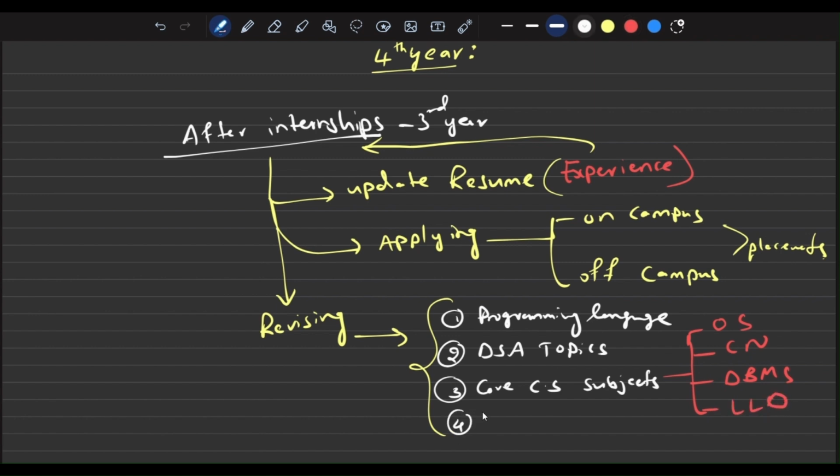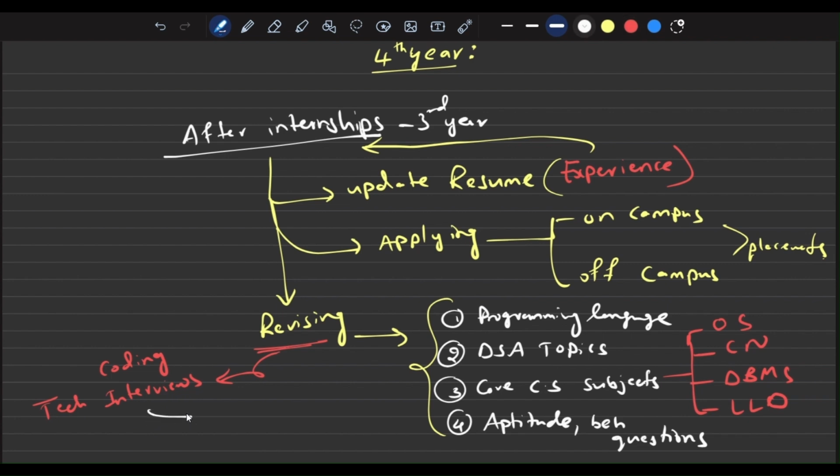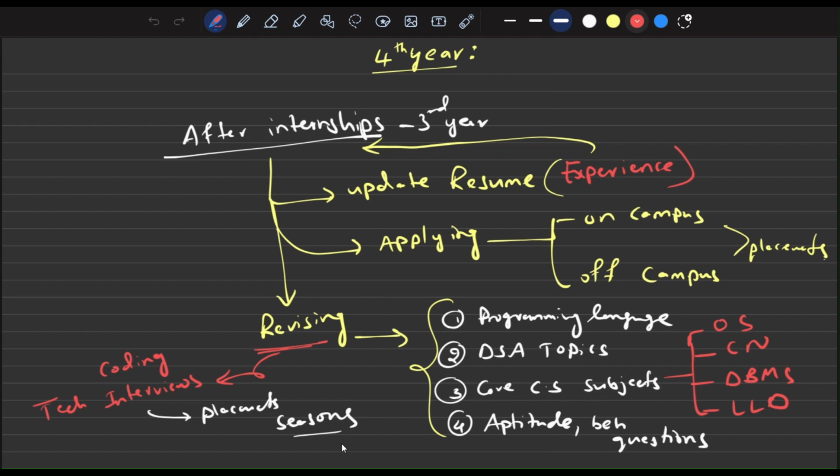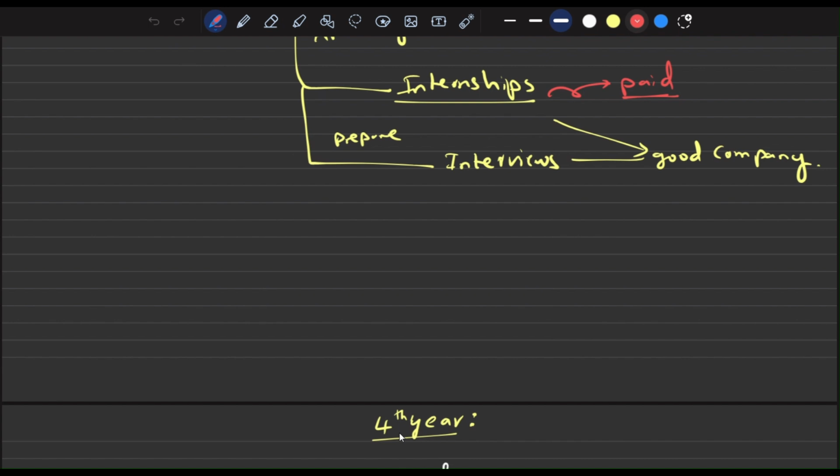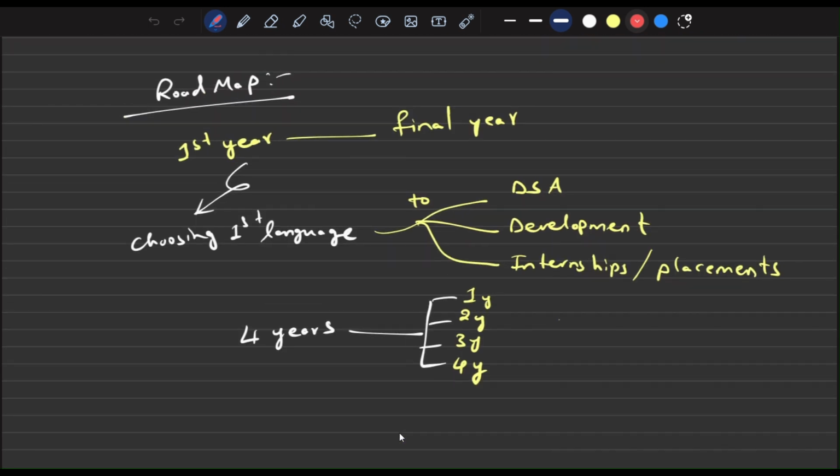And don't forget to strengthen your aptitude and behavioral questions to prepare effectively for coding and technical interviews during your placement seasons. You will now be in a strong position with skills, projects, experience, and practice behind you. So that's your full roadmap, year by year, step by step.